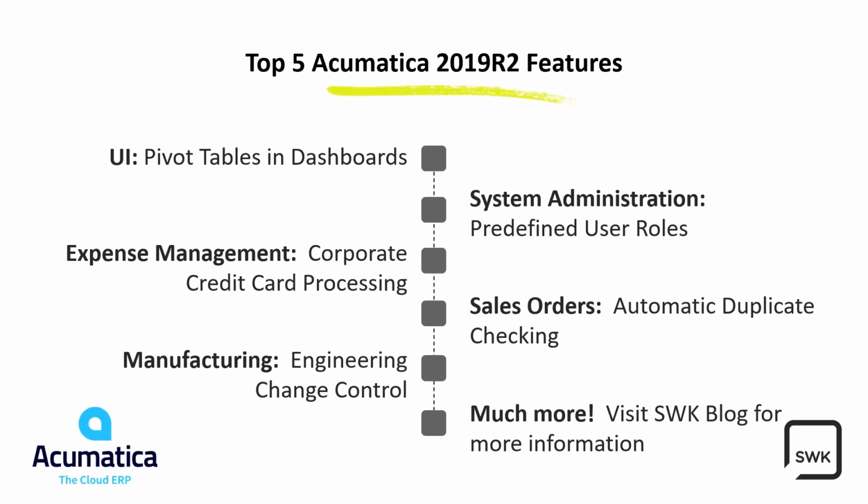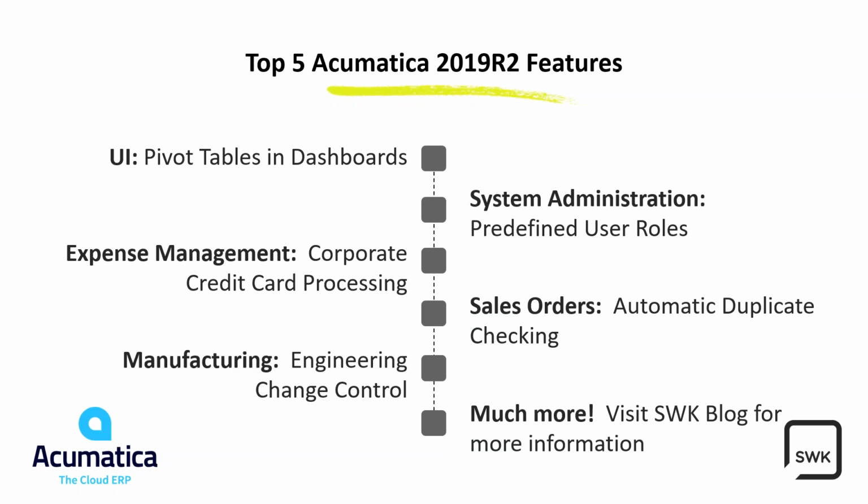What we've done is build a list of things that we thought would be most important for the general population of our customer base, and just things that were asked frequently, even as new customers are coming on board. And these are the top 5 that made the list. One of the first things is that the pivot table functionality is now available in dashboards. And I will be showing you all of this here in just a couple of minutes.